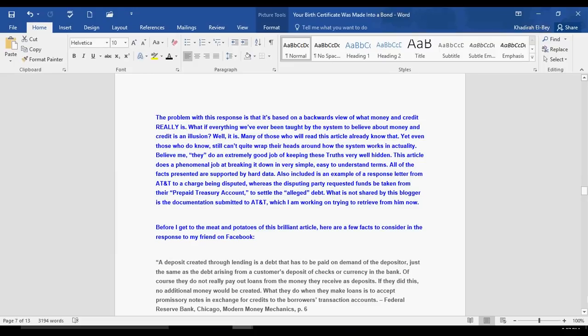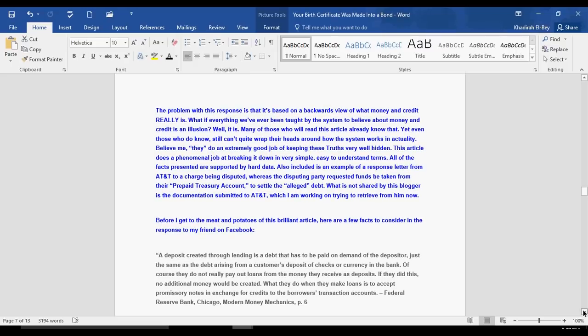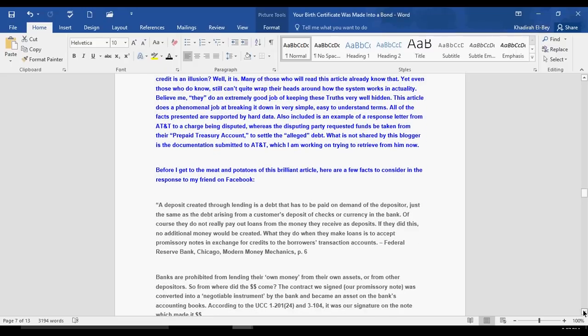Also included is an example of a response letter from AT&T to a charge being disputed, whereas the disputed party requested funds by taking their prepaid treasury account to settle the alleged debt, which is not shared by the blogger. It is by AT&T trying to retrieve from him now. All right, so brothers have paid their phone bills, treasury, right? Right.